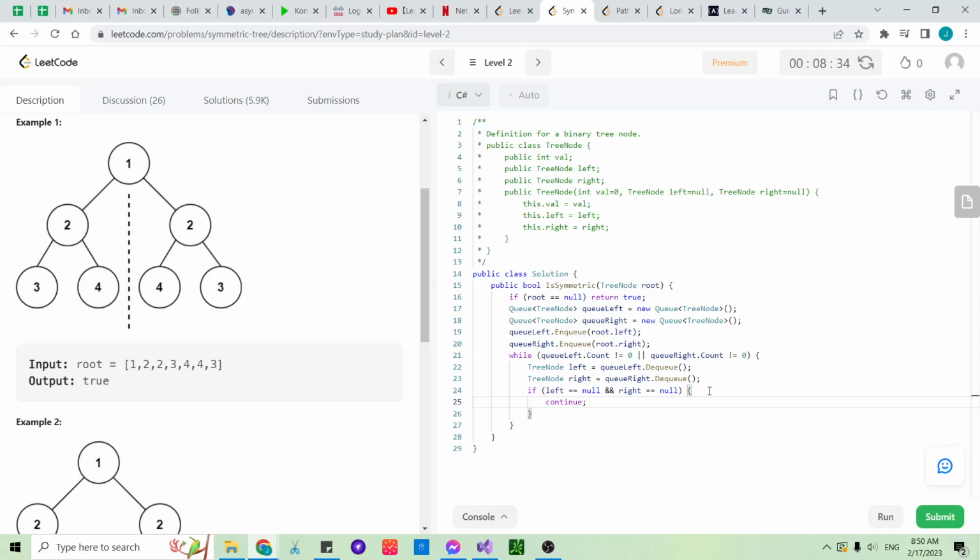Okay. Else, if left is null or right is null, so they're not both null but one of them is null, then we can just return false for the whole function because they're not symmetric. Otherwise none of left or right is null. We will compare their value.